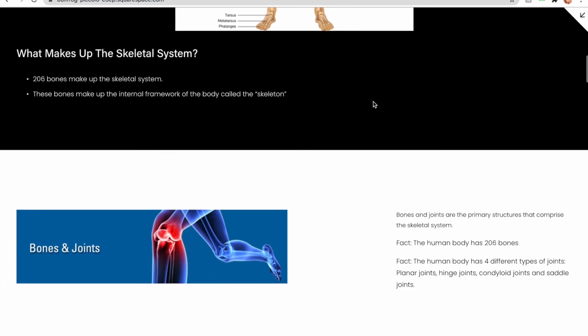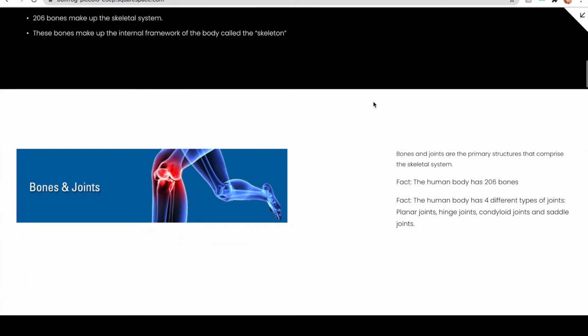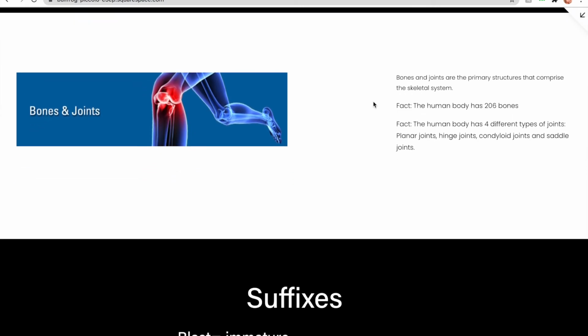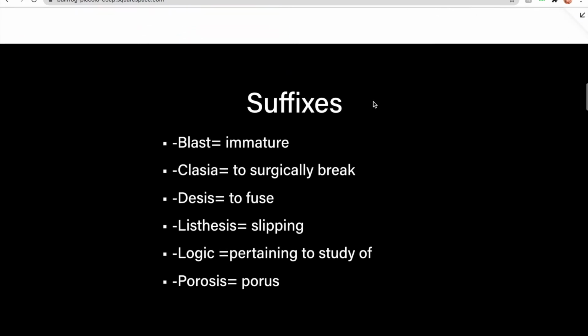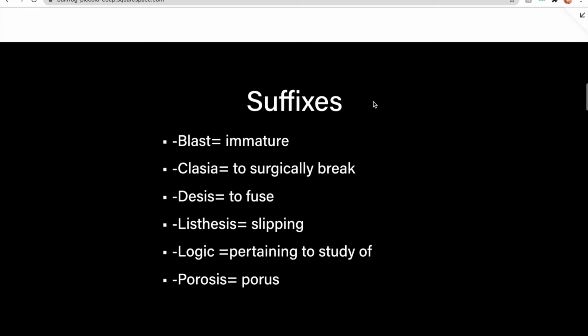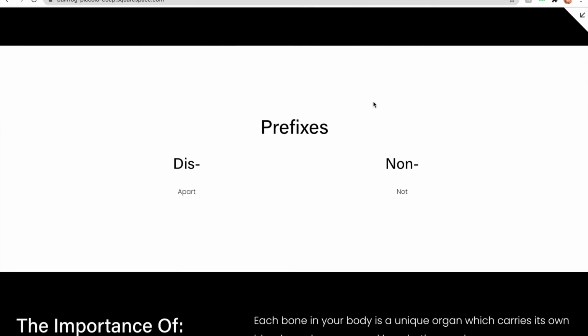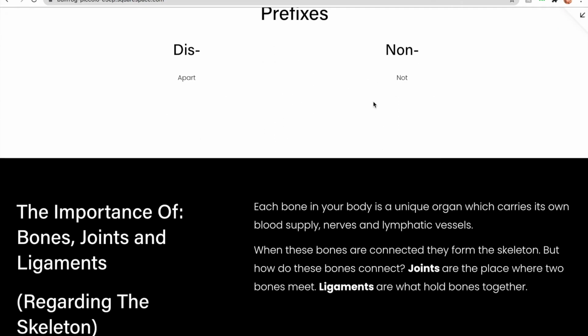When you keep scrolling down, this is when I start talking about bones and joints. I stated that bones and joints are the primary structures that comprise the skeletal system, and then I added some facts. Then, when you scroll down, I started talking about some suffixes and what they mean. And then, right below suffixes, I started talking about prefixes, dis, and non.